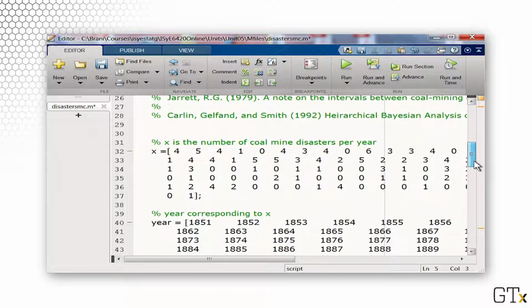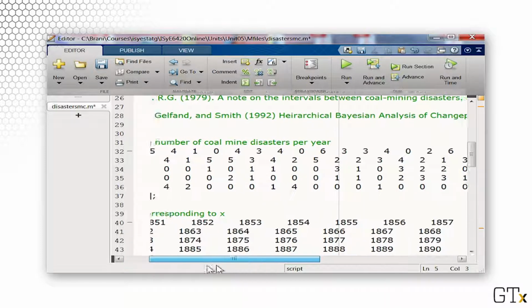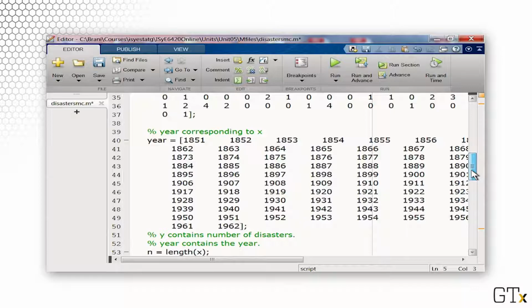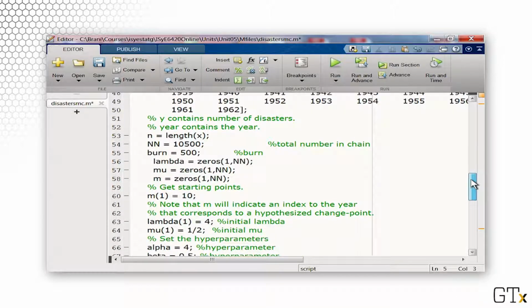Now, this is the data set. X's are essentially the numbers of coal mining disasters for the years listed in the dataset year. So the years go from 1851, that year would be year 1, up to 1962, that year would be 112. And let's see how the program works. N is the length of the dataset.